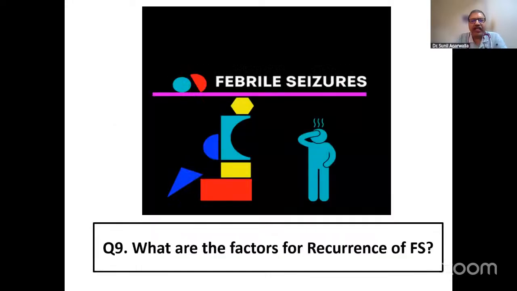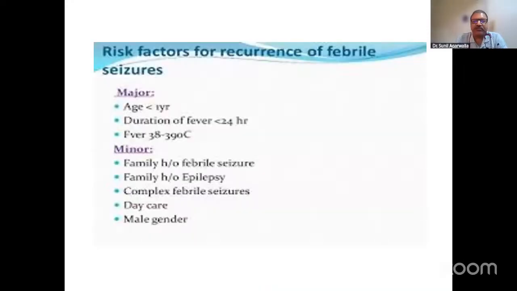Now, what are the factors for recurrence of febrile seizure? How will you decide when this child is going to have a recurrence? There are major criteria and minor criteria. Less than 1 year, the recurrence is high. Duration of fever less than 24 hours, recurrence is high. High grade fever, 38 degrees, recurrence is high. Family history of febrile seizure, family history of epilepsy, complex febrile seizure. Daycare children, because many times we do not know how to go for intermittent prophylaxis in complex cases, so recurrence of seizure is high. Sometimes male gender is also going to pose a problem.